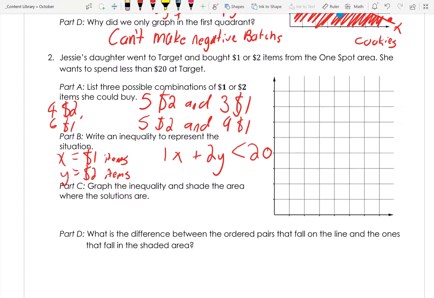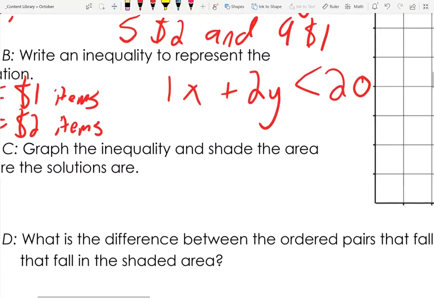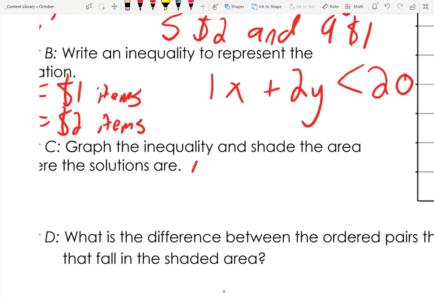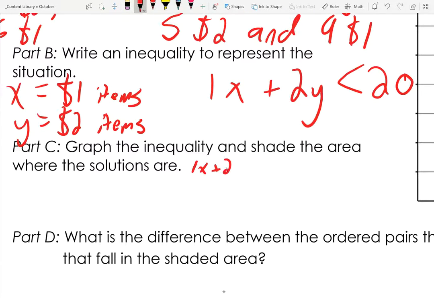So now we need to graph this, right? When we graph this, the first thing I'm going to do is try and rearrange this inequality. So I'm going to rewrite it here so I have a little more space. 1x plus 2y is less than 20. We're going to try and solve this for y. So we're going to subtract this x. 1x minus x is going to cancel out.